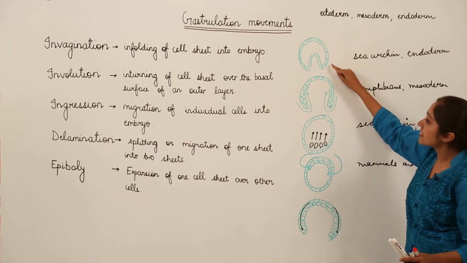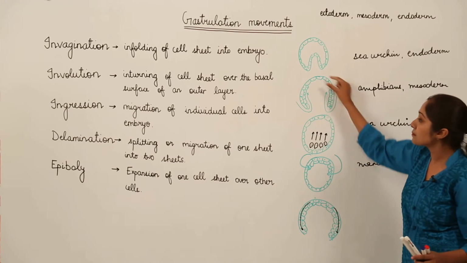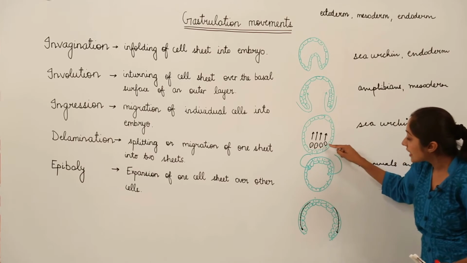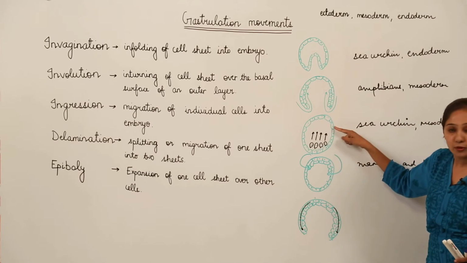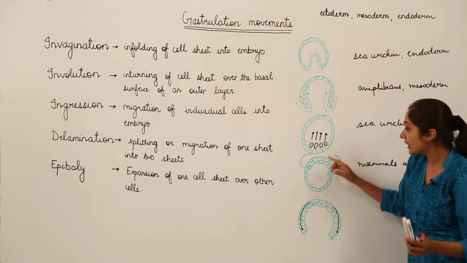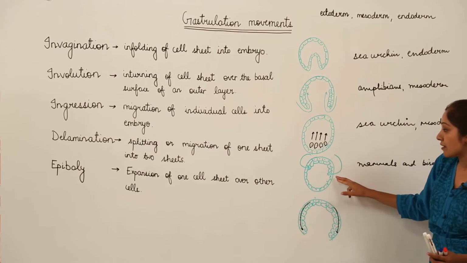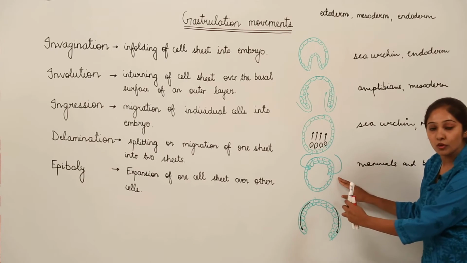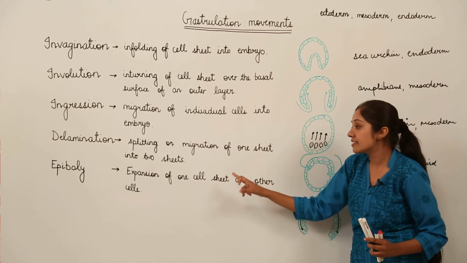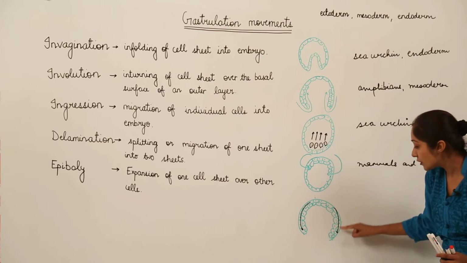In this case, this is an enfolding. In this case, there is an interning of cell sheet over this basal surface of the cells. In this case, these individual cells are just migrating inside the embryo. And in this case, there is splitting. The cells can split also, or they can migrate also, and this is how you will show this type of movement, delamination. Okay, and then we have epiboly. It is expansion of one cell sheet over other cells. This is how the cells are going to expand.